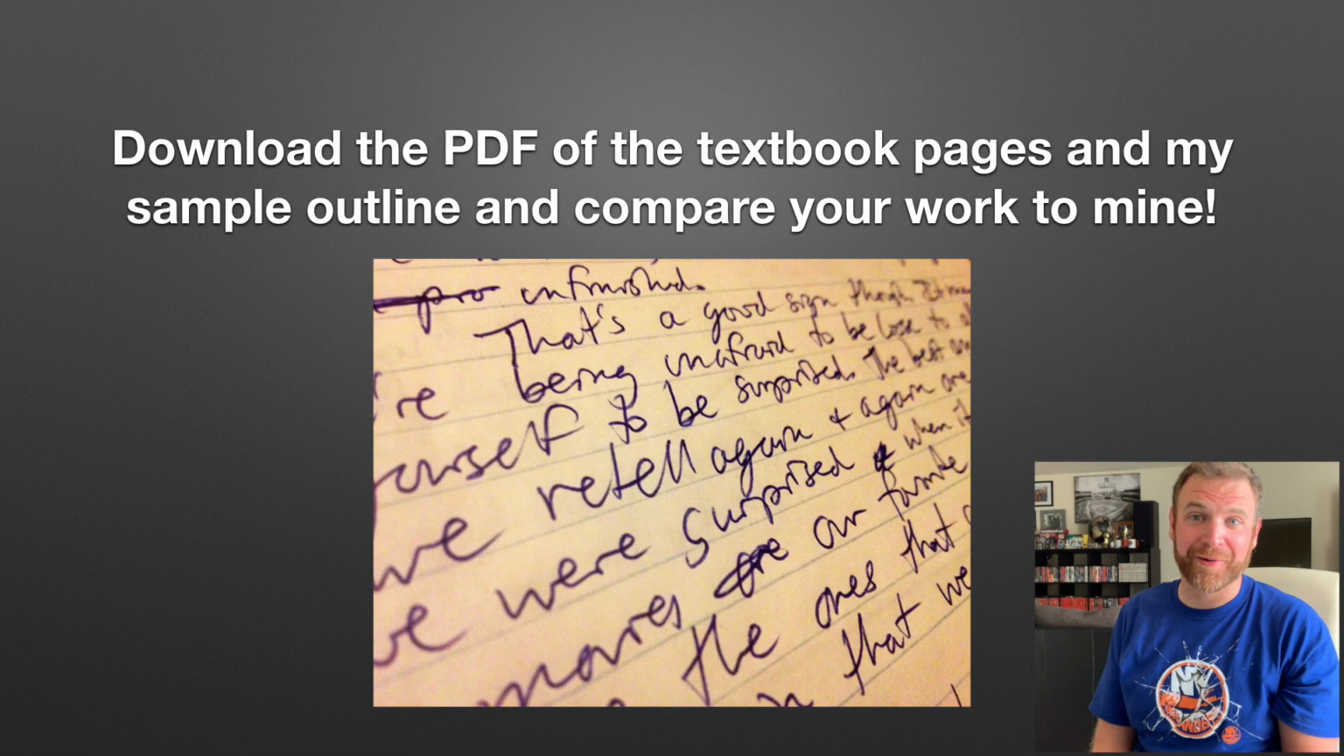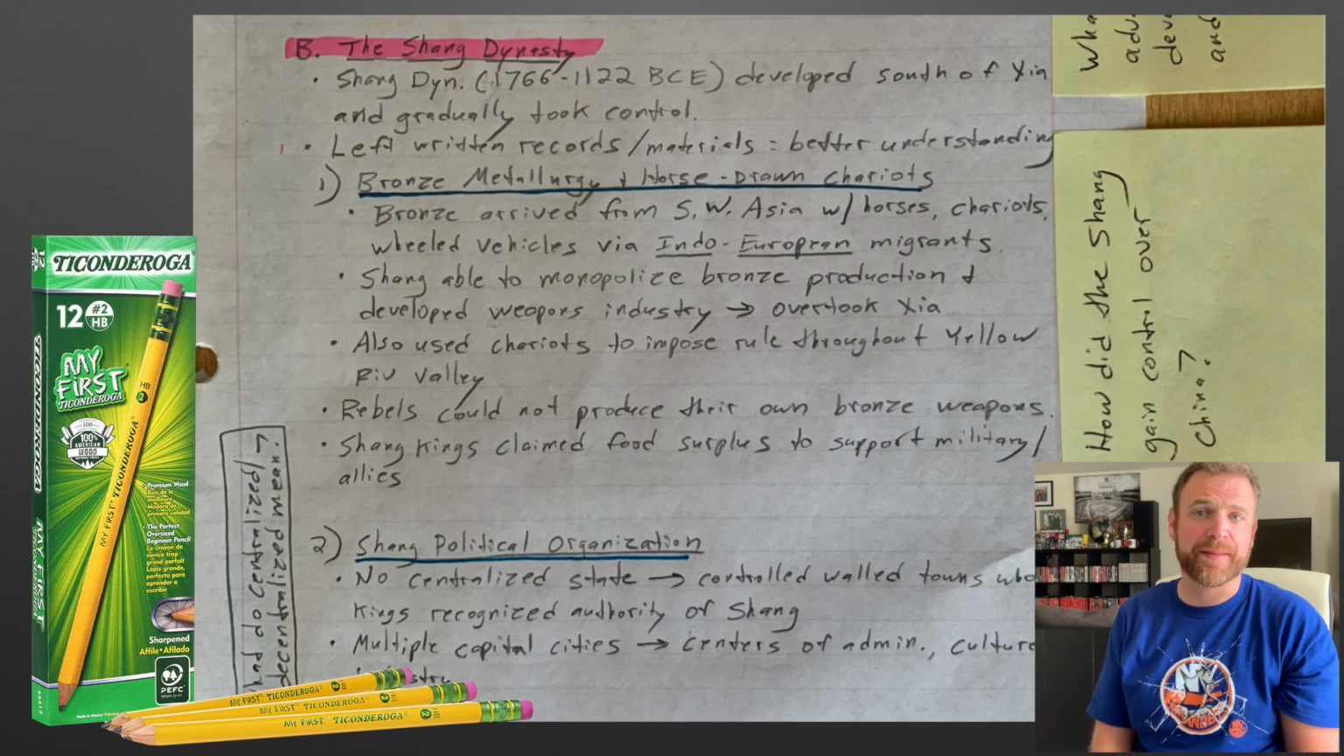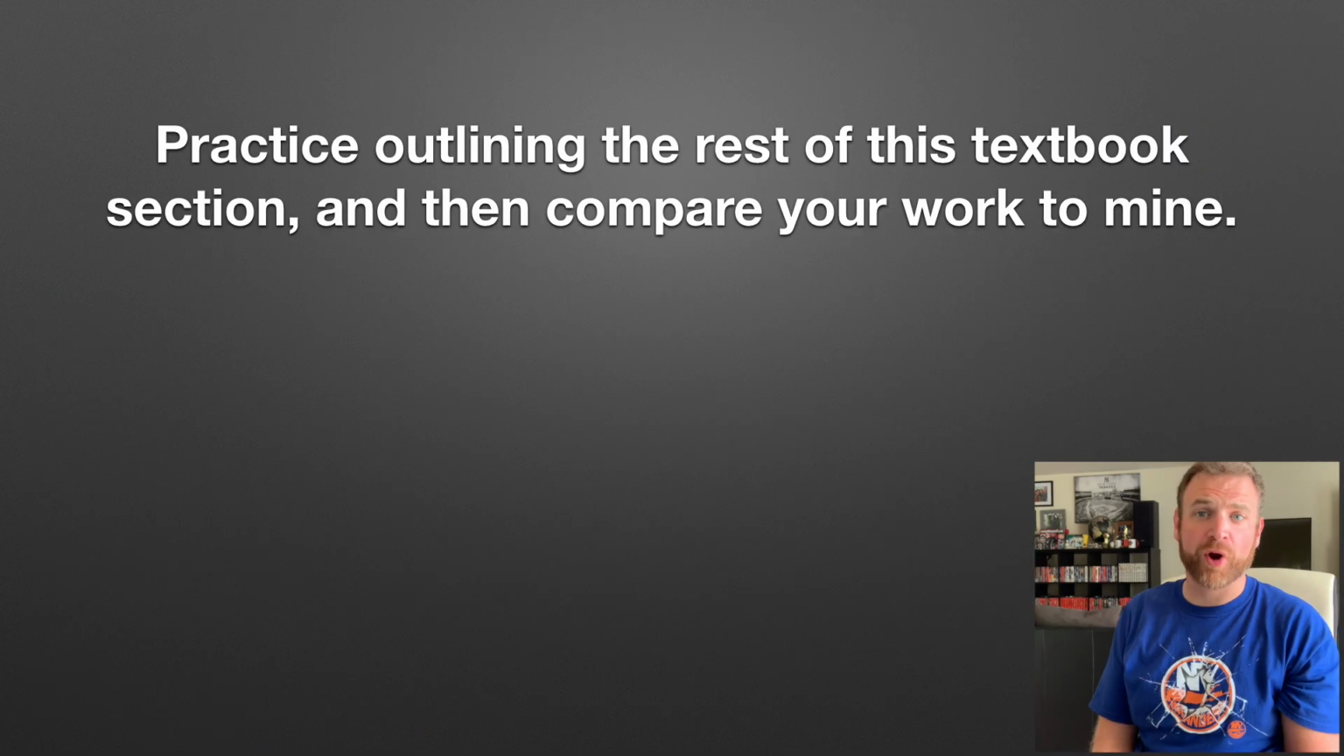Please forgive my handwriting though, okay? Notice how I use a pencil so that if I make a mistake, I can go back later and fix it. Write your own outline for the rest of this section and then compare it to what I came up with.